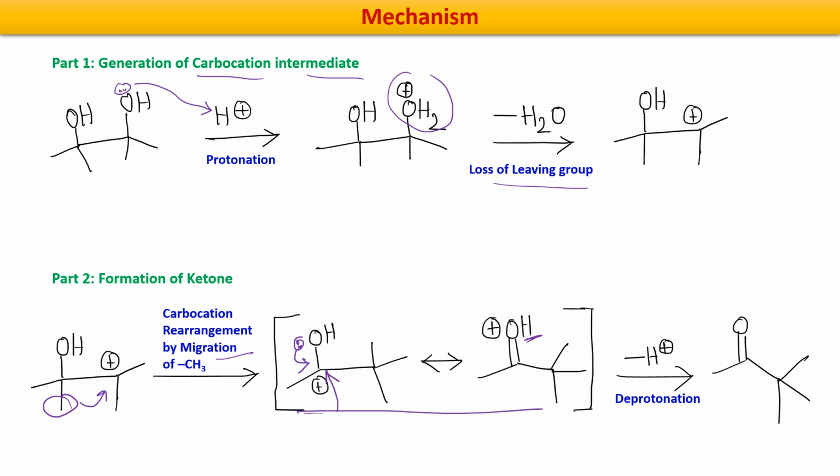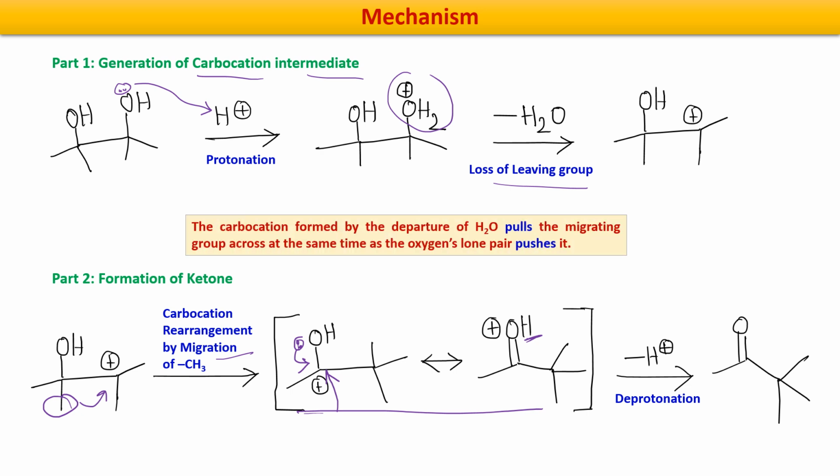Now this is for a symmetric molecule. Before the next case, one important point: the carbocation is formed by the departure of the water molecule, and this departure pulls the migrating group across at the same time as the oxygen lone pair pushes it. So the oxygen's lone pair is pushing and the methyl group is migrating. This is a push-pull type of mechanism.